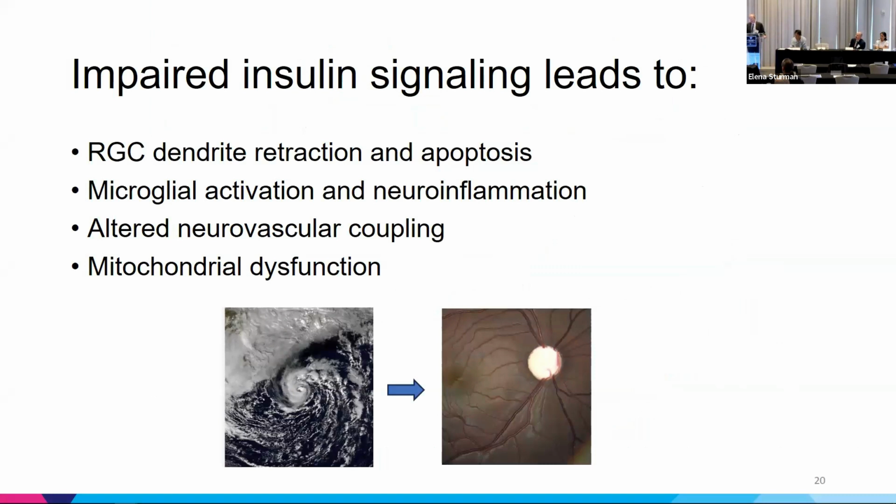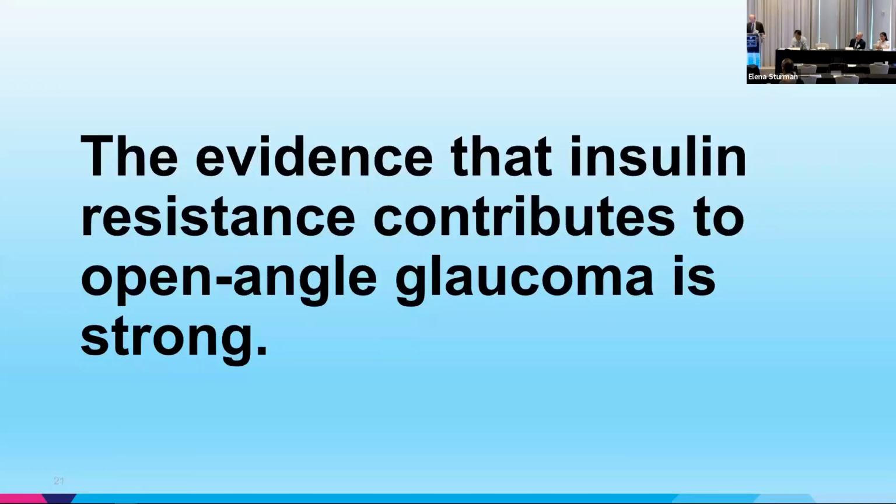Impaired insulin signaling can lead to retinal ganglion cell dendritic retraction and apoptosis. It can activate microglial cells and lead to neuroinflammation. It alters neurovascular coupling and causes mitochondrial dysfunction. And all these things gang up on the retinal ganglion cell to produce glaucomatous optic neuropathy. So the evidence that insulin resistance contributes to open-angle glaucoma is quite strong.